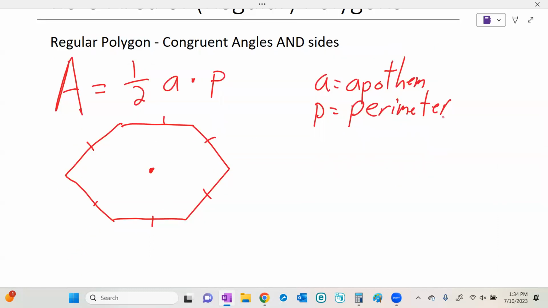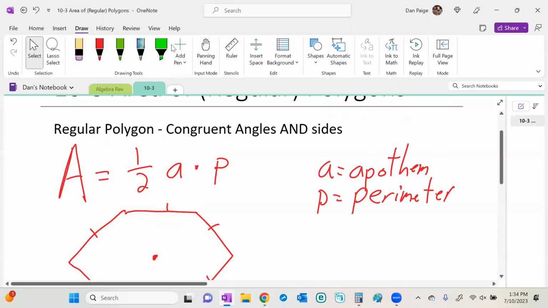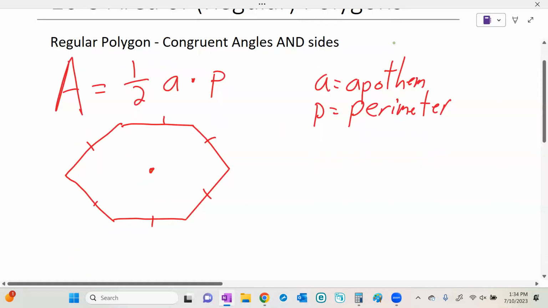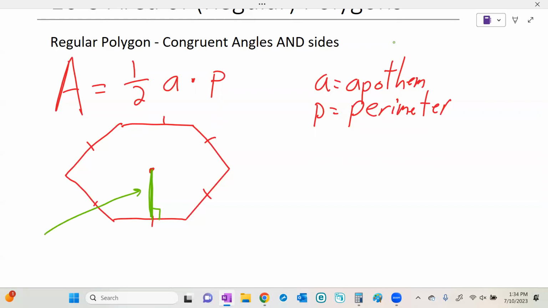This line goes from a 90-degree angle from the side to the center. So a 90-degree angle from the side to the center, that is the apothem. I have no idea why it's called the apothem. I should be a better teacher and figure out why they named it that, but sorry.